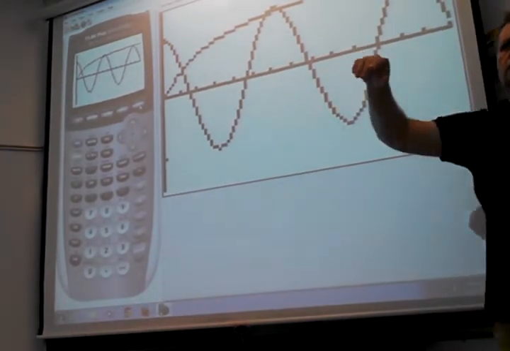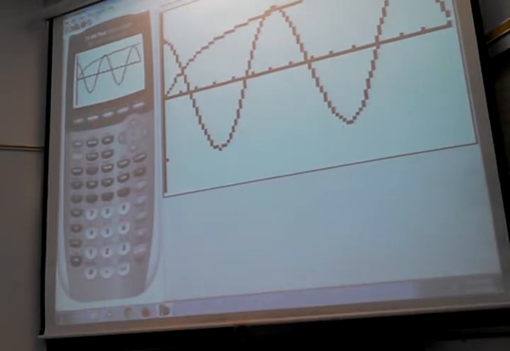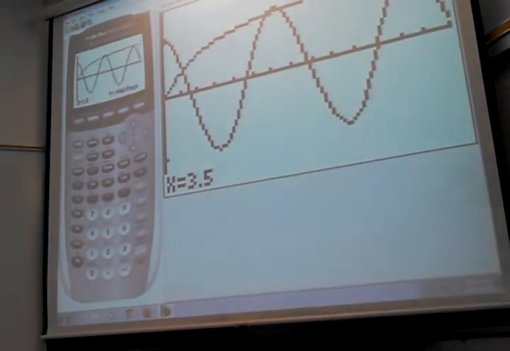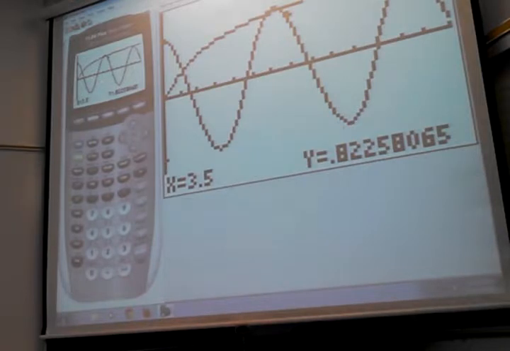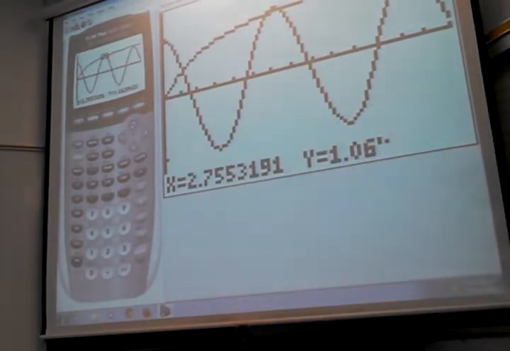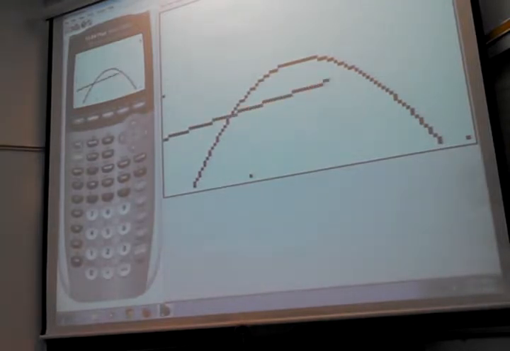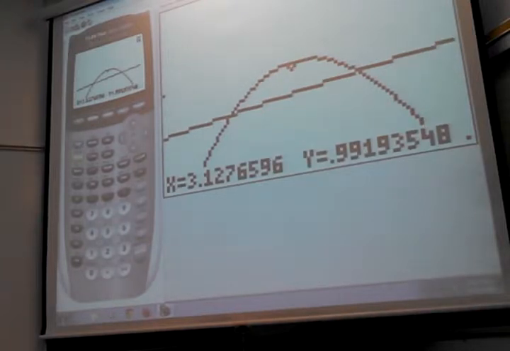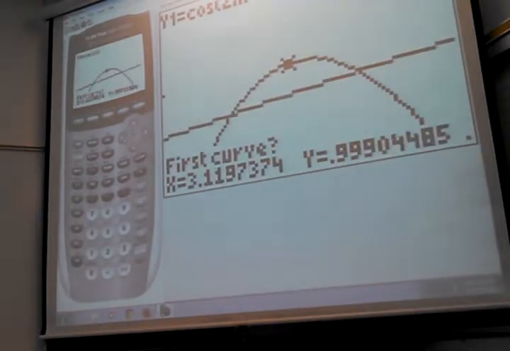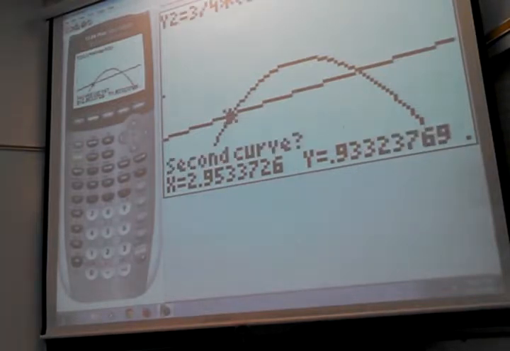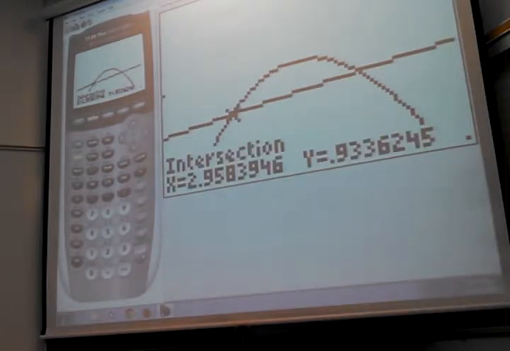And how do you find each of them? Do the intersection. I'll do one real quick. You can zoom in on this to make it easier. So I zoom in, zoom box. Enter for one corner, enter for the other corner. And then I can really see my 2 intersections. Now I can do my intersect and just put it right on top. The beautiful thing about intersect is it moves itself. First curve, enter. It moves to the second curve, enter. You're already at your guess, enter. So there's one answer, 2.96 roughly.